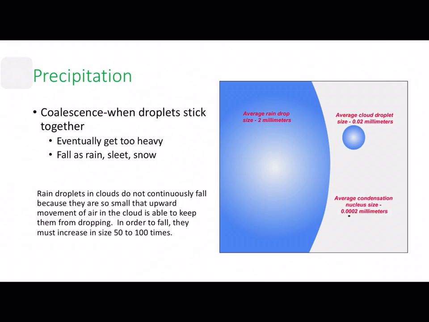So this is just kind of looking at this. Look at how big an average raindrop is, 2 millimeters. But when you look at what is in a cloud, here's your dust and here's your average cloud droplet. It's much, much smaller. So eventually they get too heavy and then it falls as rain.